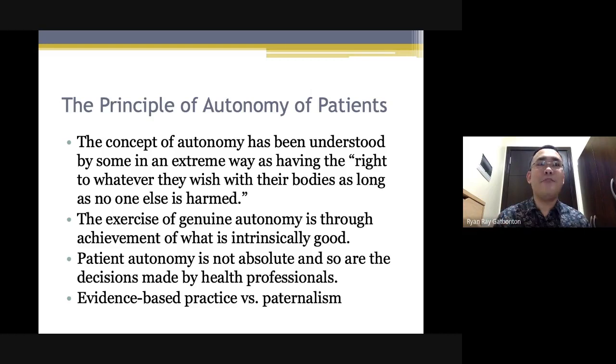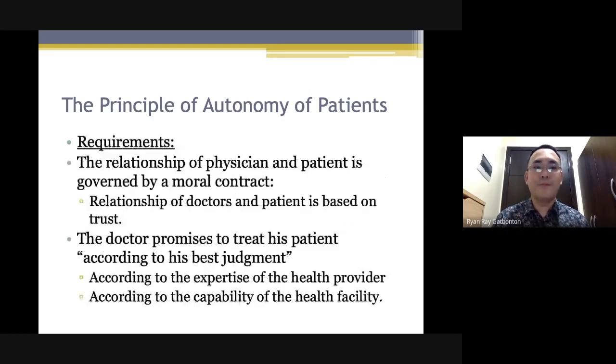What is found in science, so that our patients will be enlightened. And when they are enlightened, they can make good decisions. They can make better decisions for themselves. Okay? So here are some of the requirements for autonomy of your patients.